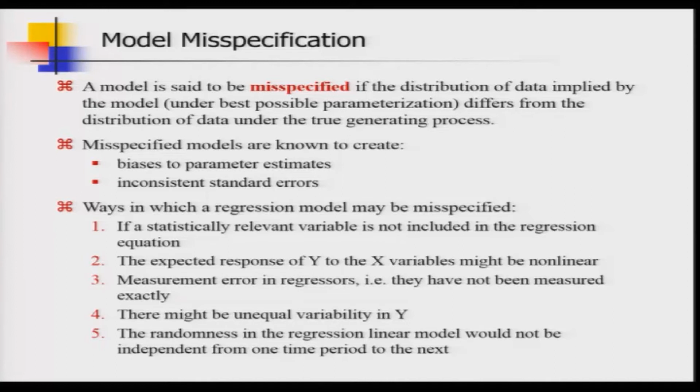So, let us first begin with a formal definition for model misspecification. A model is said to be misspecified if the distribution of the data, here by data I mean the variable under focus, which is basically your dependent variable y, as implied by the regression model under the best possible parameterization, differs from the distribution of data under the true generating process. So, what do I mean in a nutshell by this quite bookish definition?